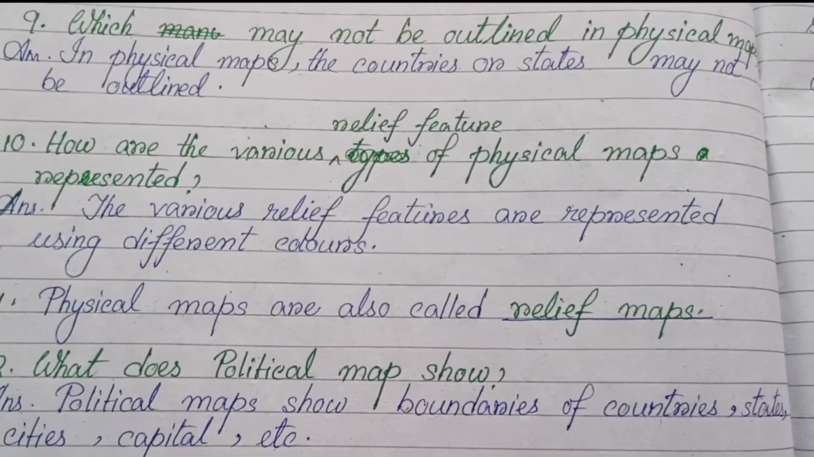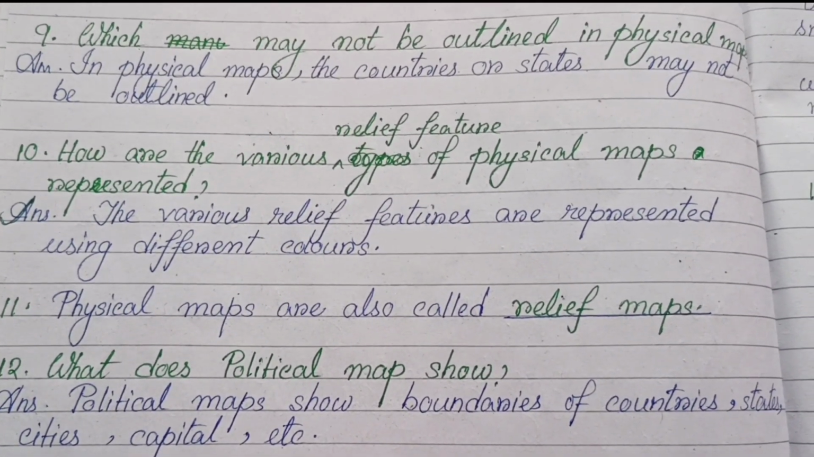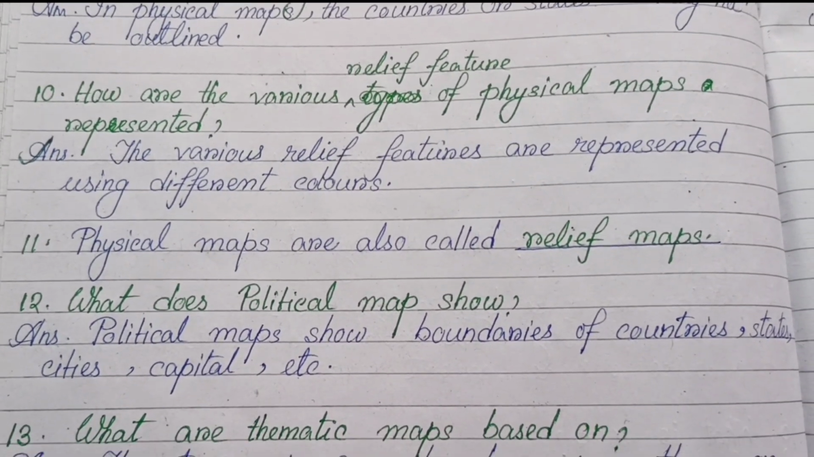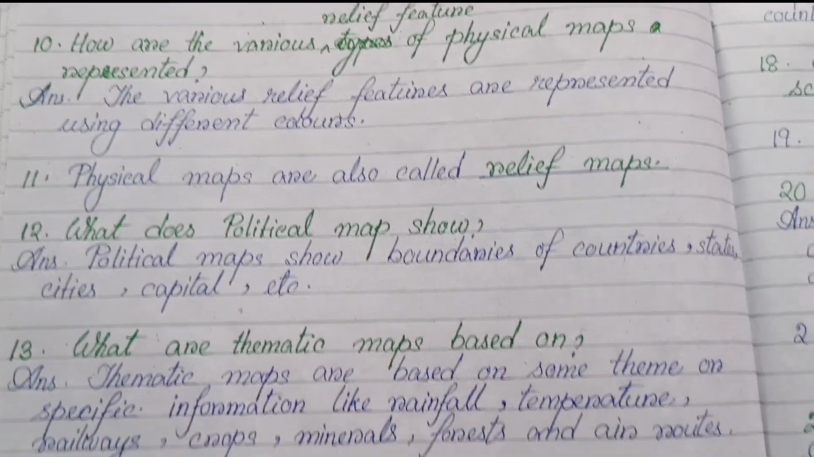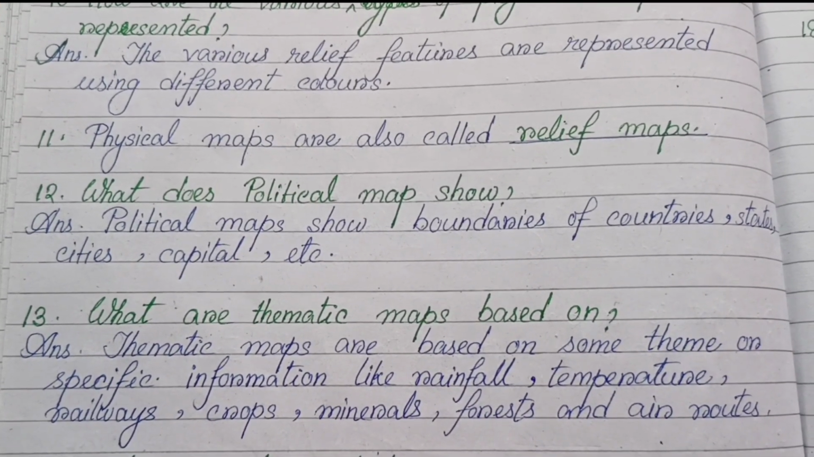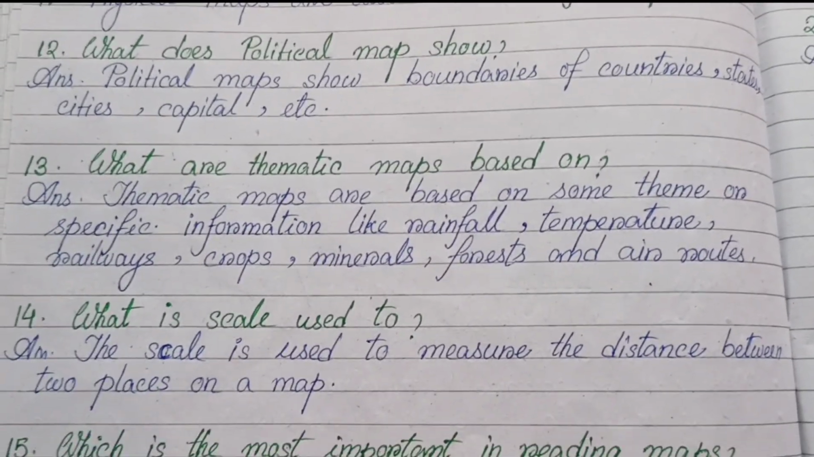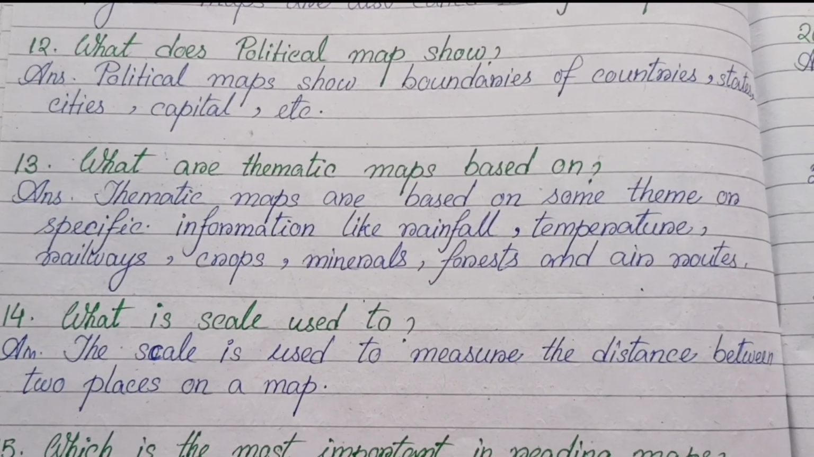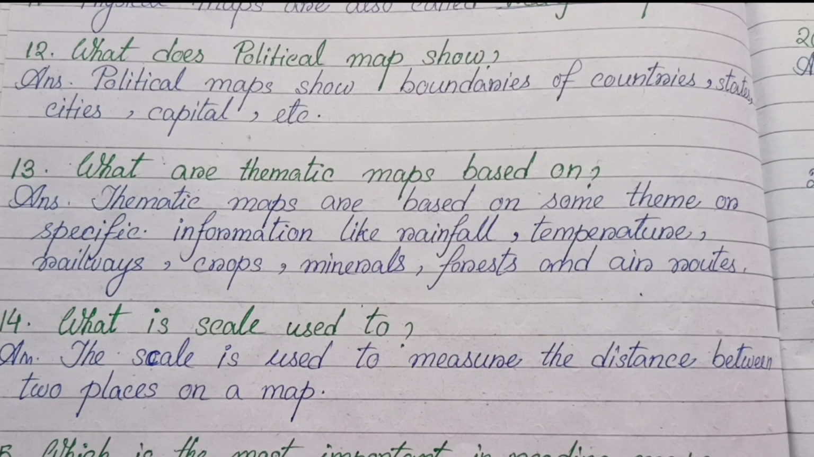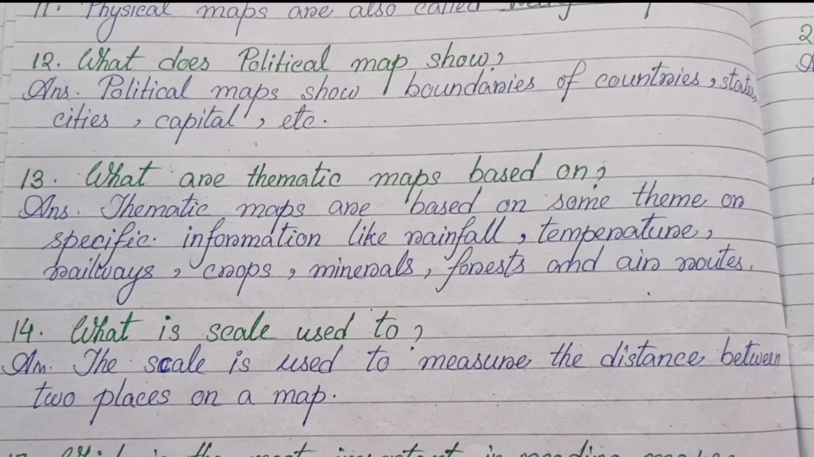Number 10, how are the various relief features of physical maps represented? The various relief features are represented using different colors. Number 11, physical maps are also called relief maps. This is a fill in the blank. Number 12, what do political maps show? Political maps show boundaries of countries, states, cities, capitals, etc. Number 13, what are thematic maps based on? Thematic maps are based on some theme or specific information like rainfall, temperature, railways, crops, minerals, forests and air routes.